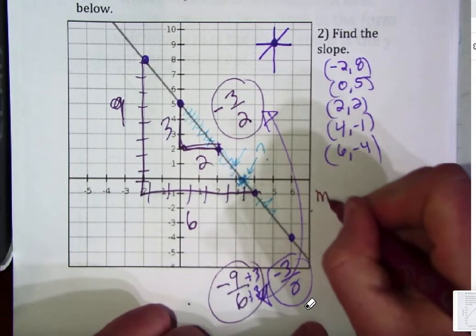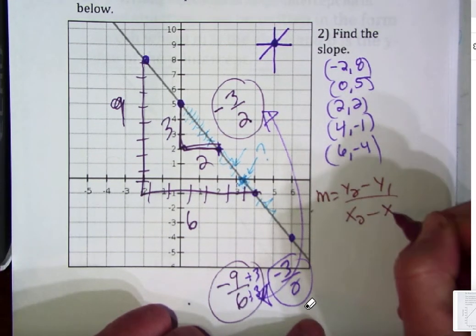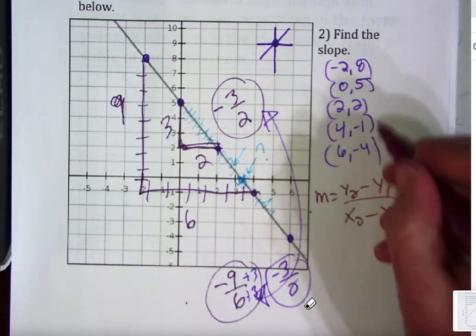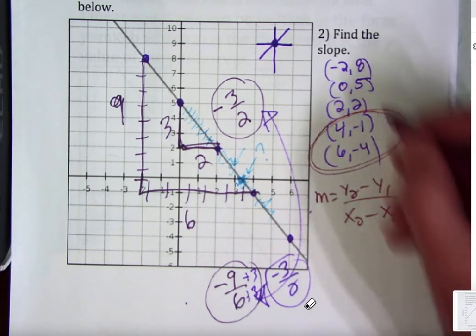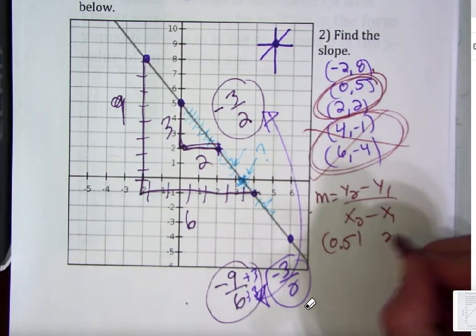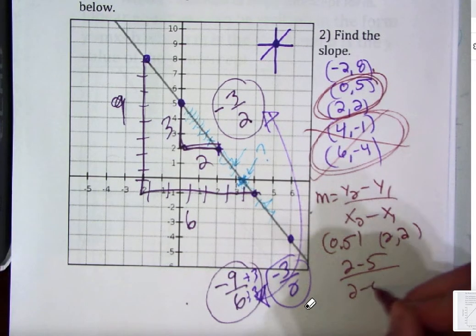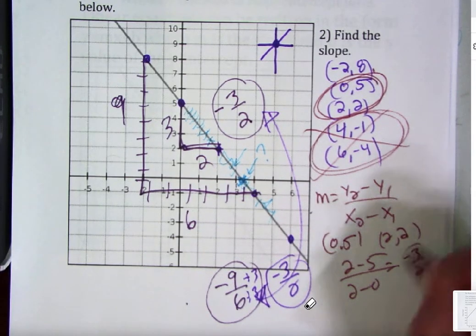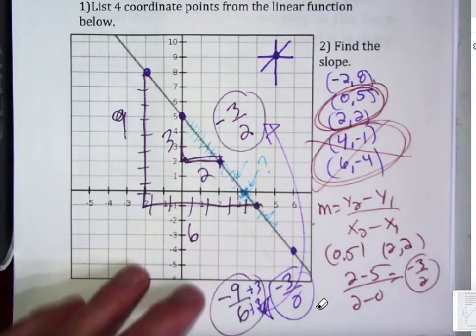You could have also used the slope formula. y2 minus y1 over x2 minus x1. Picked any 2 of these points, and you would have got it. I'm going to take these 2. 0, 5, and 2, 2. 2 minus 5 over 2 minus 0, -3 over 2. And we get the answer either way, which is fantastic. All right, that's the do now.